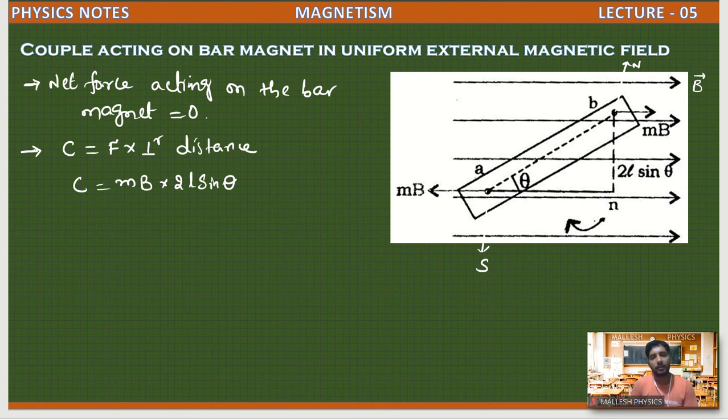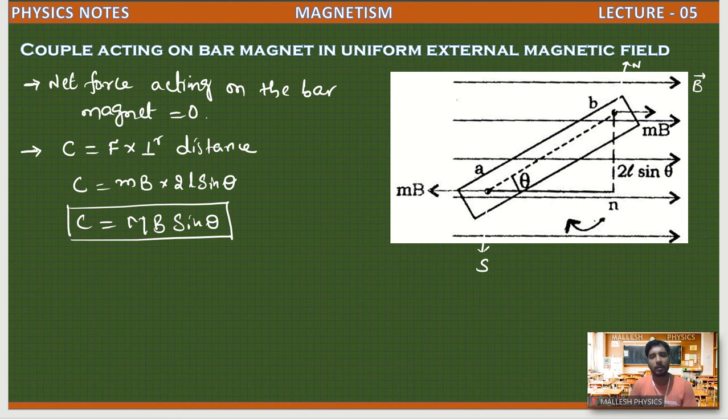This is the couple acting. Instead of pole strength into 2L, you can write the magnetic moment of the magnet, capital M, so the couple is MB sin theta. This is the formula for the couple acting on the bar magnet. Since couple is a vector quantity, it can be written as C bar equal to M bar cross B bar.